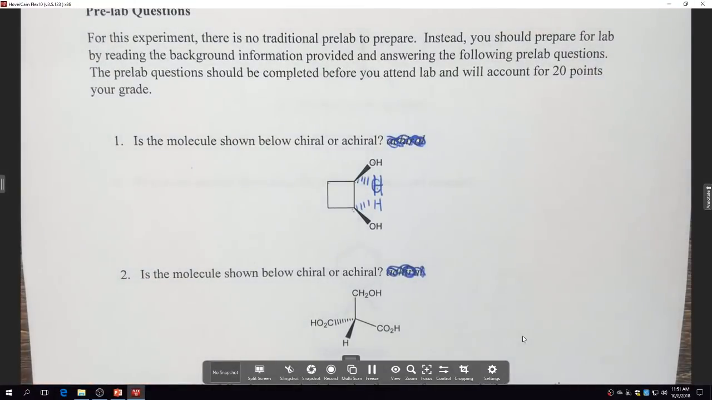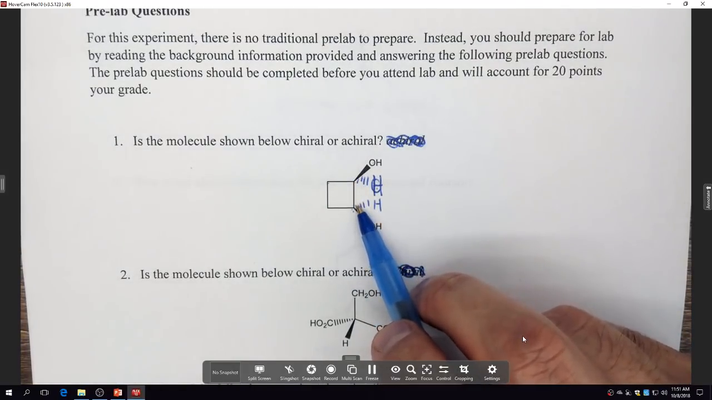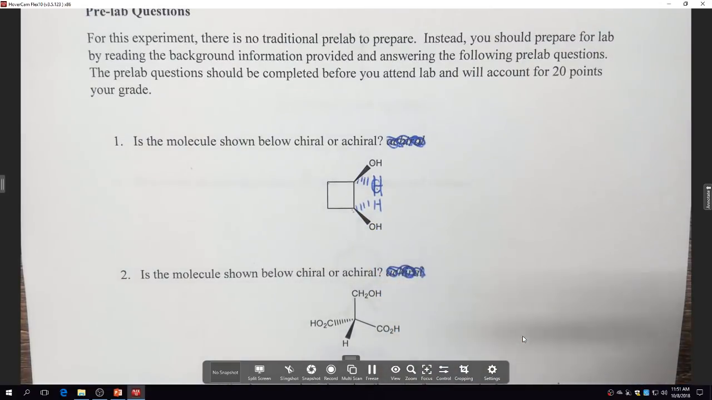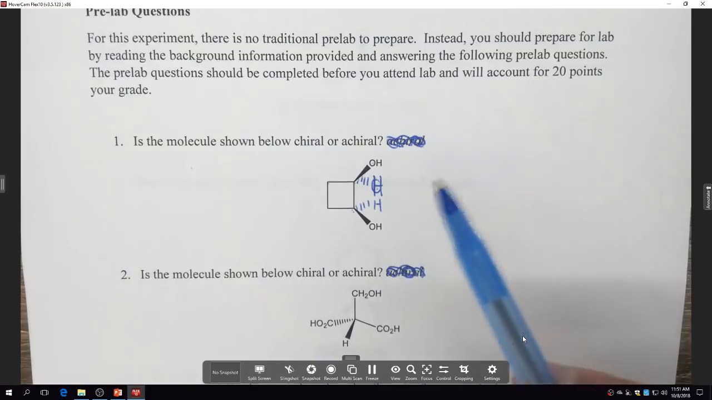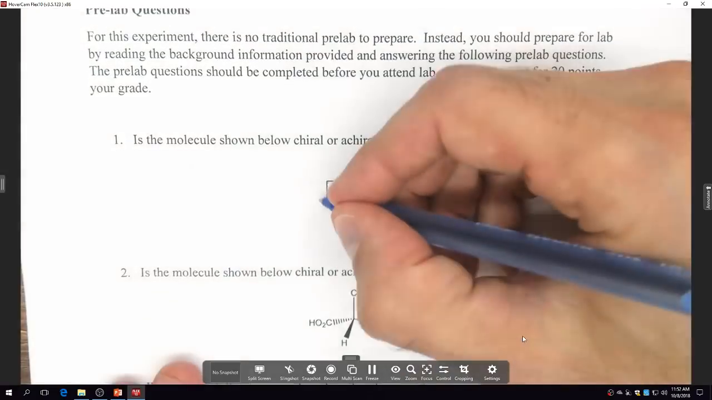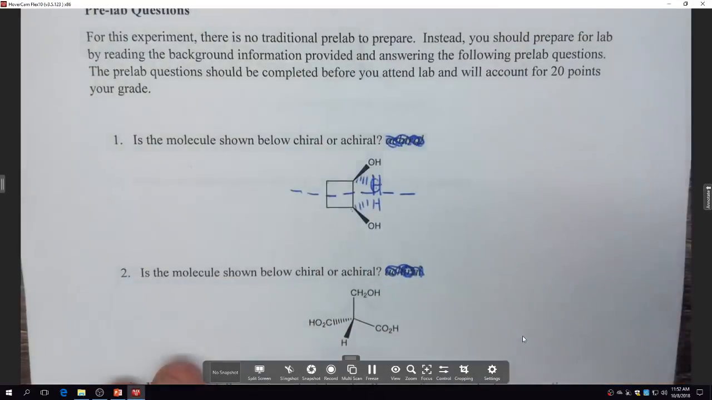Now, normally you would say that this is chiral because you have two atoms with four different groups. However, this specific one is not, and we threw you right in the deep end of the pool with the first question. Why is this specific example not chiral? You have an internal plane of symmetry. In fact, it's right there.